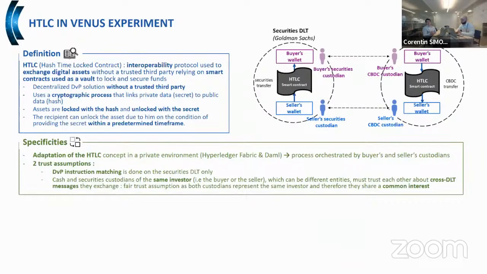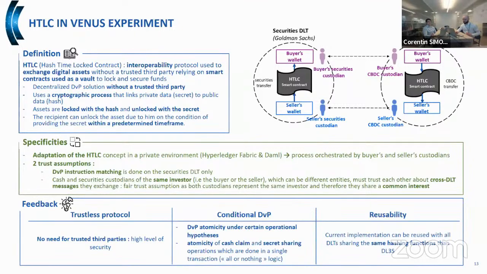There are 2 trust assumptions here. The first one is that the DVP instruction matching is done on the securities DLT only. The second one is that the cash and securities custodians of the same investor, which can be different entities, must trust each other about the cross-DLT messages they exchange. And it is a fair trust assumption as both custodians represent the same investor, and therefore they share a common interest.